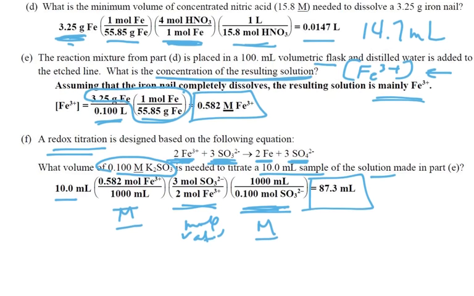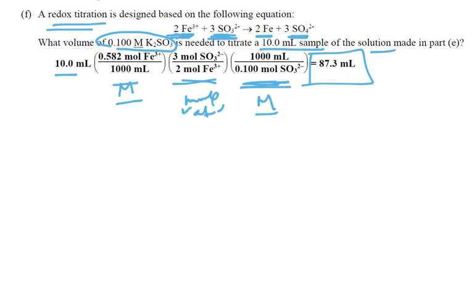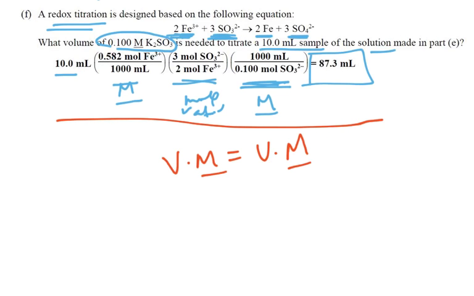Now notice it would be improper to try to use volume times molarity equals volume times molarity, because that really is a dilution formula, and mistakenly some people try to use that in a titration. We should really do it this way here with the line equation.